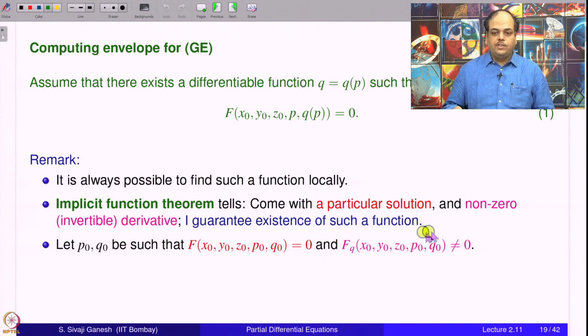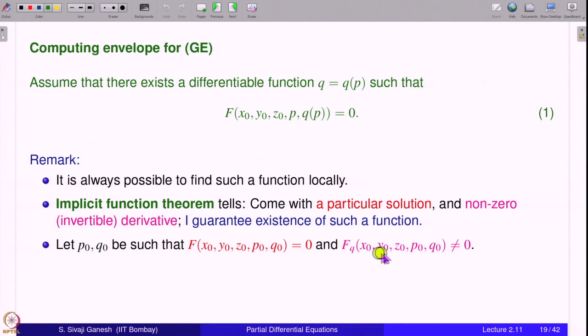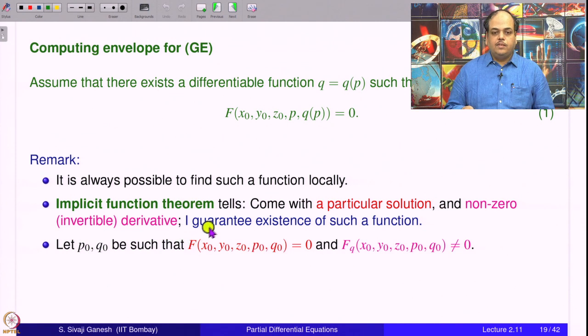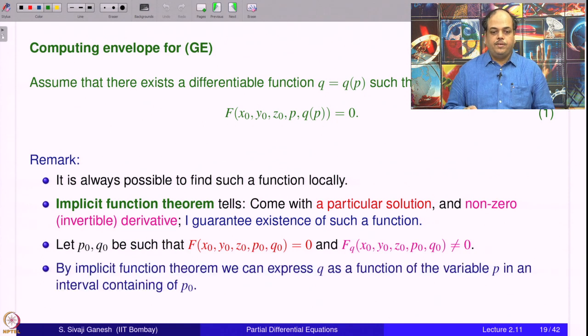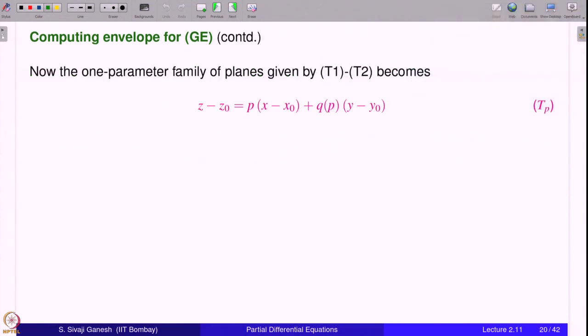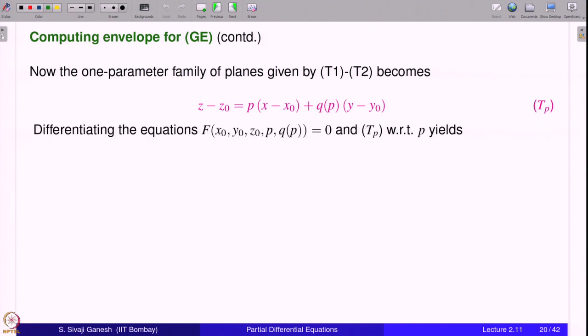Please note, when we are applying the implicit function theorem, x naught, y naught, z naught is fixed. So, it is only as a function of p and q that we are trying to solve this equation 1. Okay. So, f_q is non-zero. If you assume that, then the implicit function theorem guarantees the existence of such a function, but locally. That means, in an interval containing P0, you can express Q as a function of P. That is the implicit function theorem. Therefore, the one parameter family of planes becomes simply one equation now, because I have solved Q in terms of P and I put it here. Now, the only thing to do is differentiate this equation with respect to P and we get this equation.